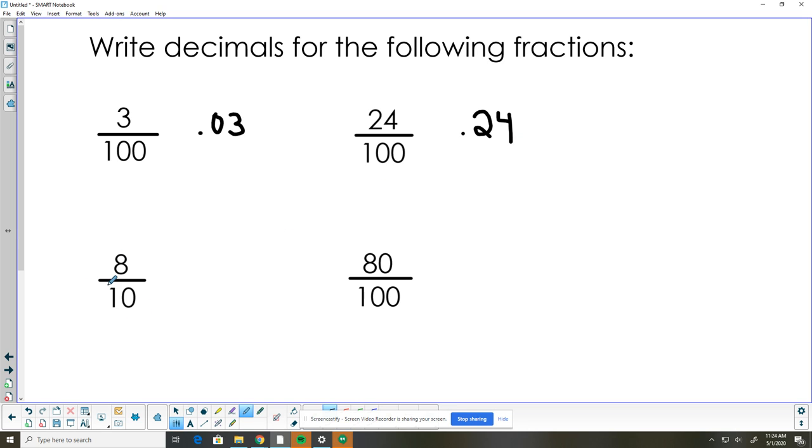I have 8 tenths. As a decimal, it will become decimal 0.8. If I was to color that in on a hundredths grid, I would have 8 full rows. I have 80 hundredths. Decimal 0.80. But it could also be decimal 0.8 because if I colored in 80 hundredths on the hundredths grid, I would have 8 full rows. 8 tenths is equivalent to 80 hundredths. They are equal in value.